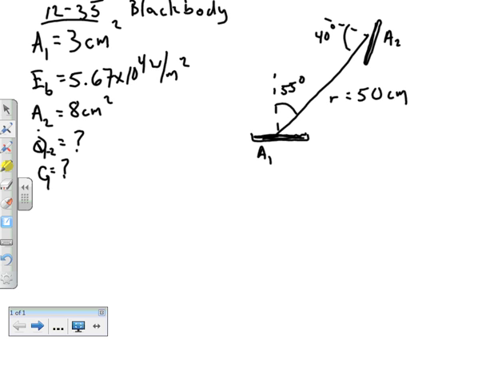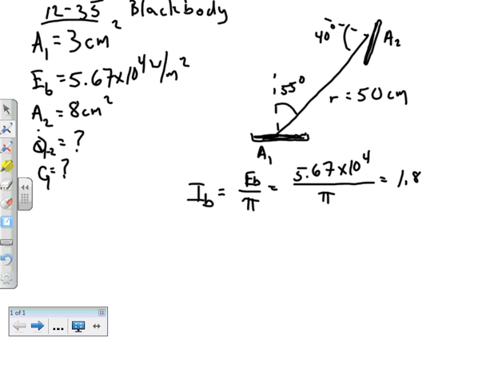So we know that the intensity of radiation for a black body is going to equal the emittance divided by pi. So we have that I sub b is equal to 5.67 times 10 to the 4 divided by pi. And that's equal to 1.80 times 10 to the 4. And we know that Q dot from 1 that strikes 2 is going to equal that intensity coming off of 1 times the normal area of 1 times the solid angle omega from 2 to 1.